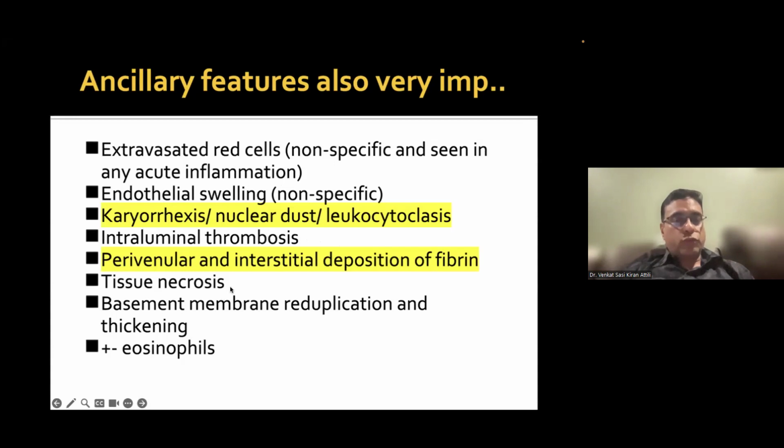Tissue necrosis, of course, because of the vasculitis, there's impediment in blood supply, and that can cause dermal necrosis or sometimes even epidermal necrosis. And because of the necrosis, there may be basement membrane damage, reduplication and thickening, and of course, there may or may not be presence of eosinophils.